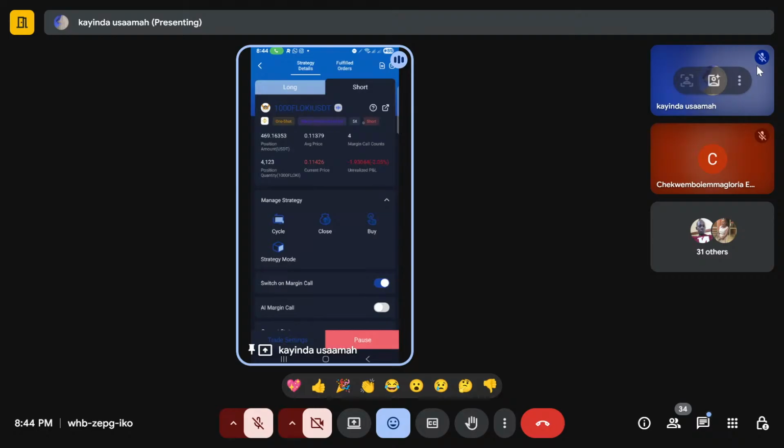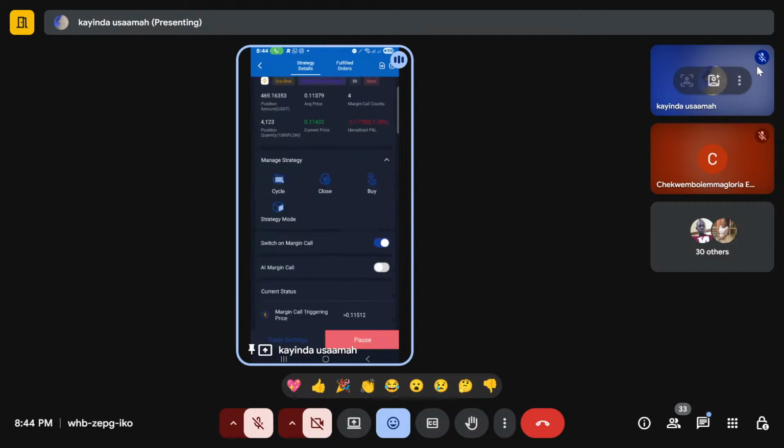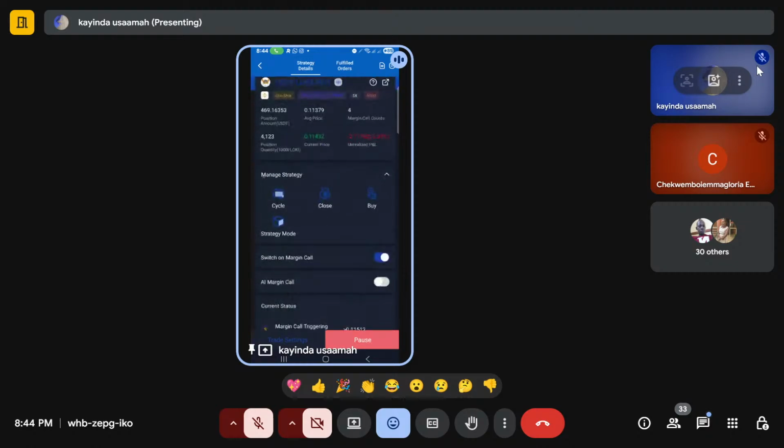If you're long on the trade, it will show you the position amount, the amount of money in a trade, the average price of the coin, and the current price. It also shows margin call counts, how many margin calls have been bought yet. Then it shows you the position quantity, the quantity of coins bought. Then we scroll down here. There is the cycle, the trade cycle.